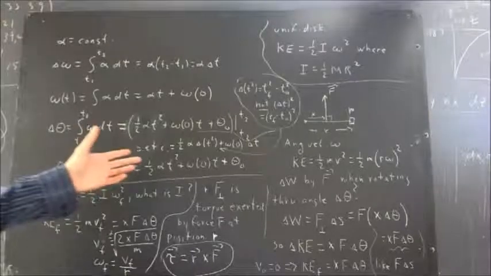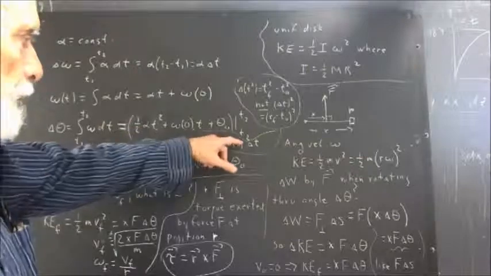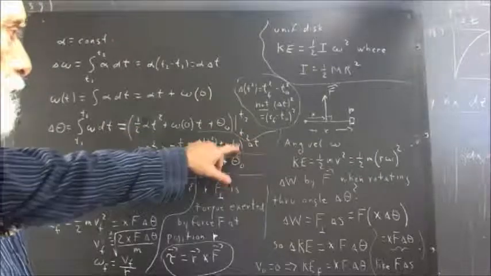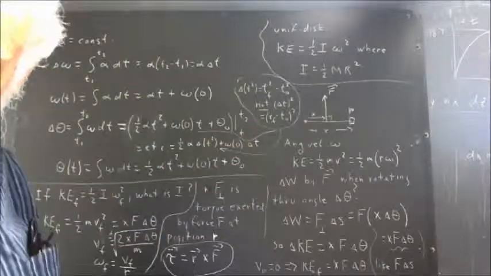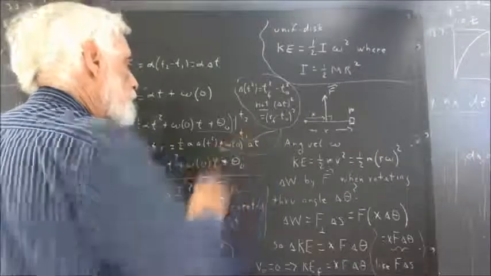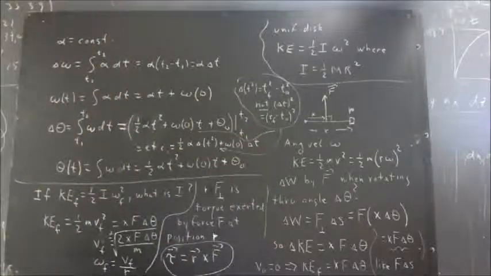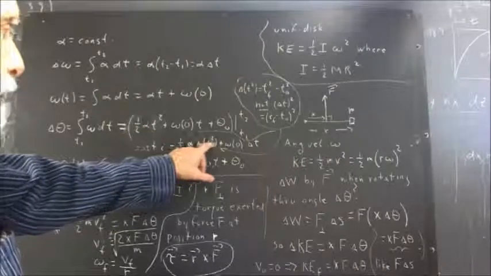Now, the expression might or might not be useful, but we're just evaluating this between t equals t1 and t equals t2. Looks like I've got t2 written there. I should have t1. But what we get then is 1/2 alpha times the change in t squared.